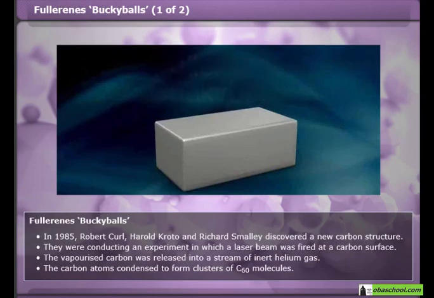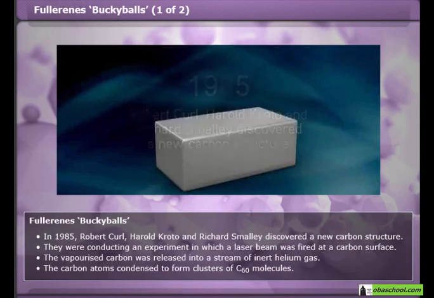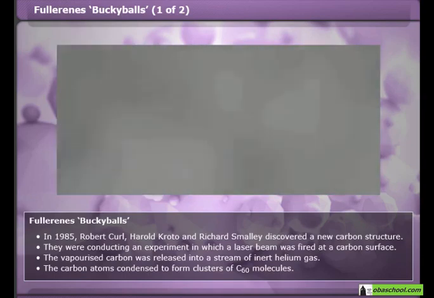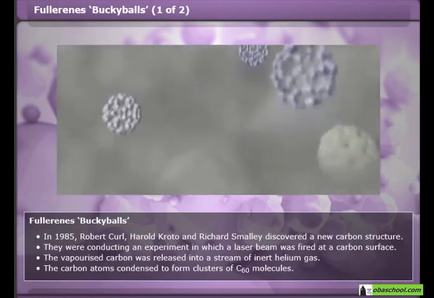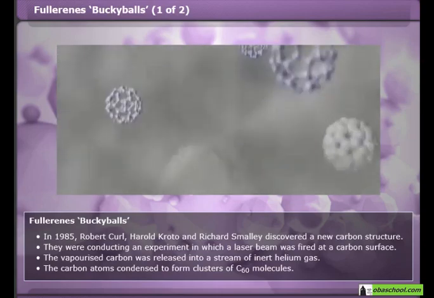Fullerene's buckyballs. In 1985, Robert Curl, Harold Kroto and Richard Smalley discovered a new carbon structure. They were conducting an experiment in which a laser beam was fired at a carbon surface. The vaporized carbon was released into a stream of inert helium gas. The carbon atoms condensed to form clusters of C60 molecules.